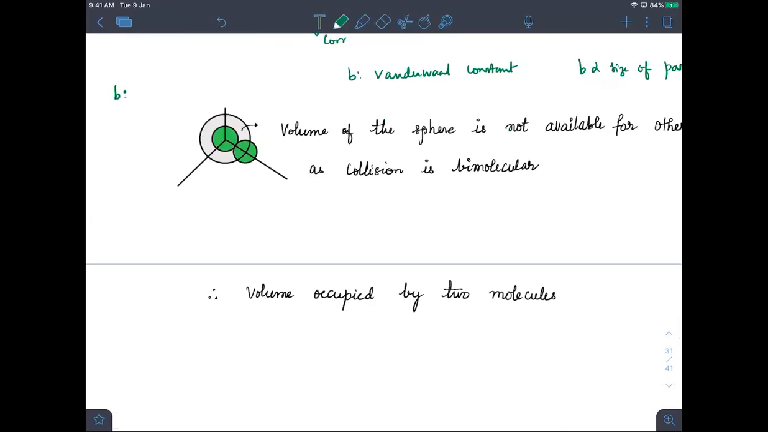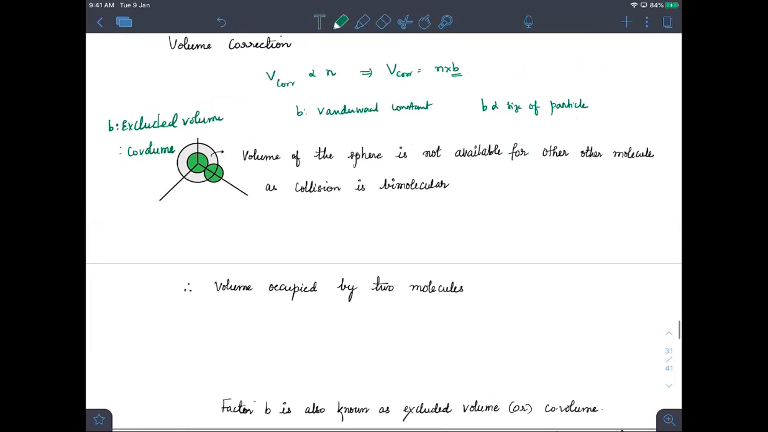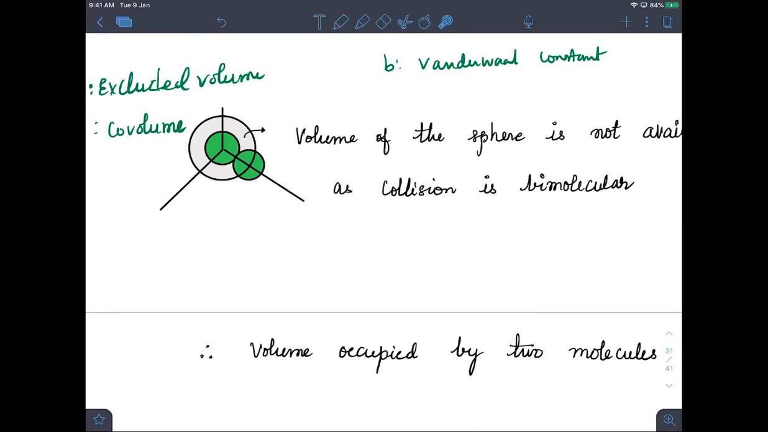B is also called excluded volume or co-volume. What does co-volume or excluded volume mean? In van der Waals real gas equation, we always consider collisions to be bimolecular. So when two particles collide with each other, how much volume would be unavailable for a third particle? Suppose this is a third particle which is approaching. For this third particle, this entire volume is unavailable, because at the time of collision it cannot come here, here, here like this. The reason is that we are assuming it is a bimolecular collision. We do not expect another molecule to come and collide with the particle. So when the bimolecular collision happens, on average, you can see how much volume is not available.